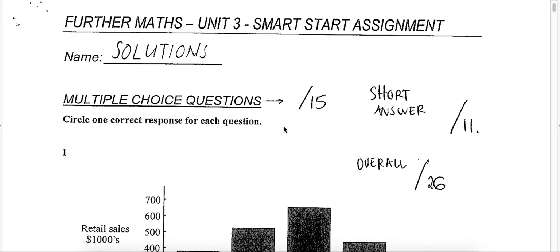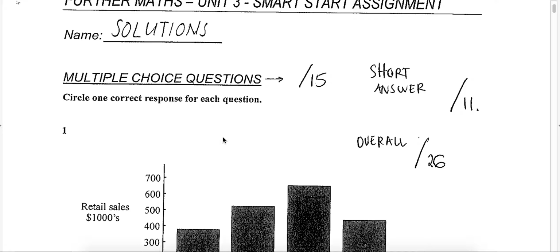Before I start, I do want to apologise. When I photocopied this particular sheet, it's come out on a little bit of an angle, so don't adjust your screens or anything. It's not you. It's my sheet that's actually on a tiny bit of an angle at the moment, so I do apologise.